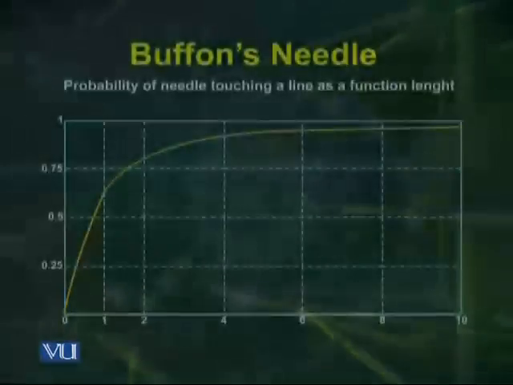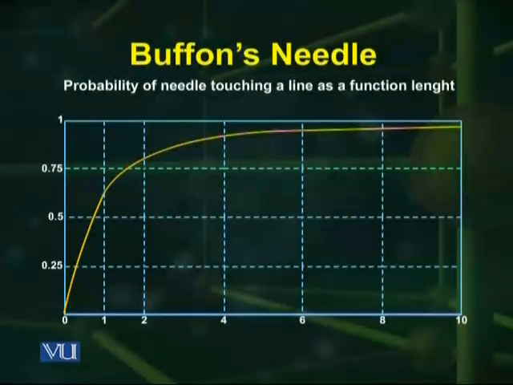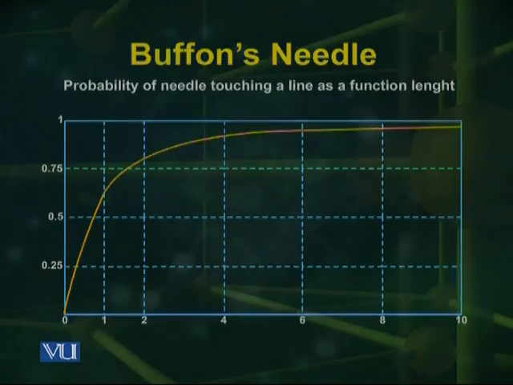The break-even point occurs when the length of the needle is approximately 79% of the spacing. So if the spacing is say 10 centimeter and the length of the needle is 7.9 centimeter, then probability of it touching a line or not touching a line is almost the same. So if the needle is smaller than 79% of the spacing, then it is better to bet on the needle not touching the line. And if the length of the needle is more than that, then the needle will touch the line with a probability which is larger than 0.5.